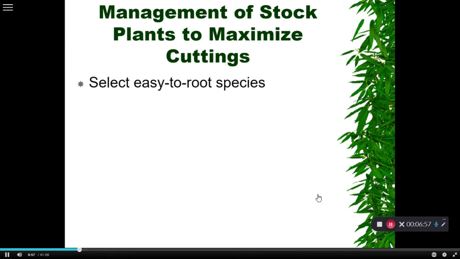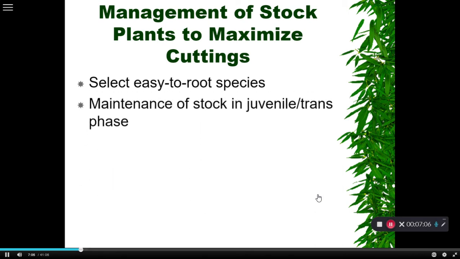in industry at least, is to just make a decision whether or not to grow it based on its ease of rooting. So then beyond that, we might have plants that root moderately well to still difficult. Keeping those plants, those mother plants, in a state of juvenile growth or juvenile transitional stages increases rooting potential. We want to maintain those mother plants, those stock plants, in a state of juvenile growth.